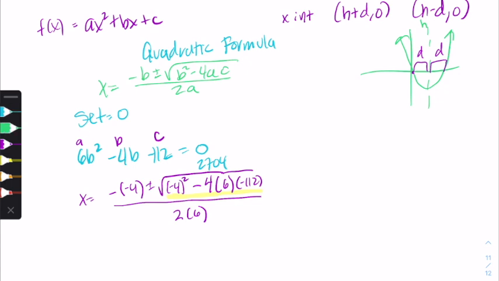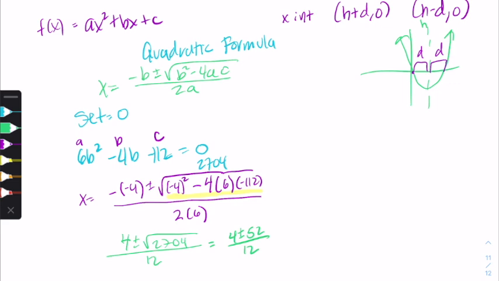Okay. So then I'm going to go little step by little step. So negative 4 is a positive 4, plus or minus the square root of 2704 all over 2 times 6, which is 12. Okay. Well, on 2704, I'm going to check to see if it's a perfect square. So I'm going to do the square root of 2704, which in this case it is. It gives us 52. So now we have 4 plus or minus 52 all over 12.